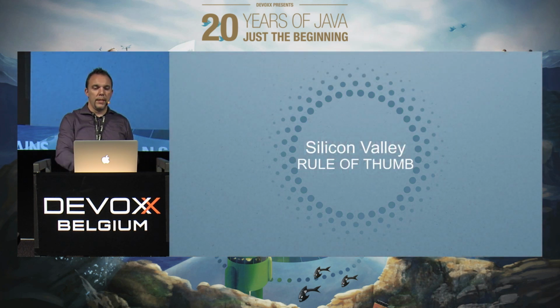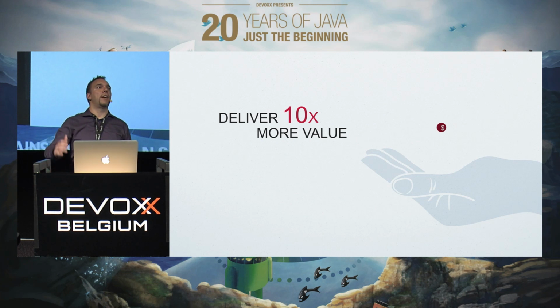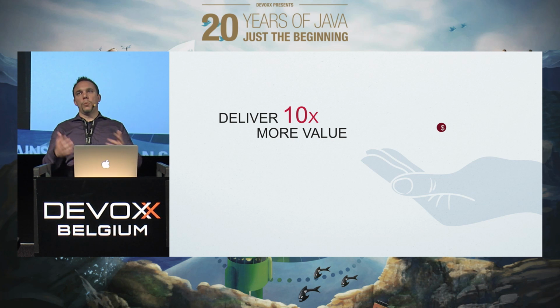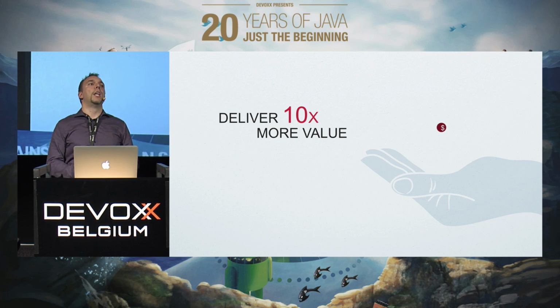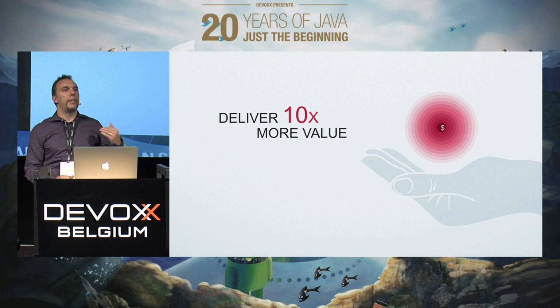Let's start. The first of all is the Silicon Valley rule of thumb. The idea there is you deliver 10x the value that you charge for. So imagine that by adopting your ERP or your CRM system, you will create an uptake of $10,000 per year. Then charge $1,000 a year. That's the idea of the Silicon Valley rule of thumb. You deliver 10x more value than you try to capture.